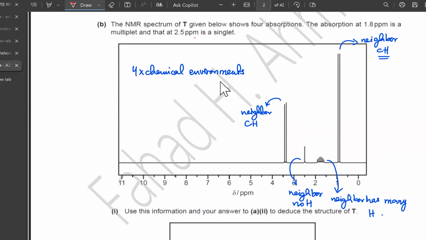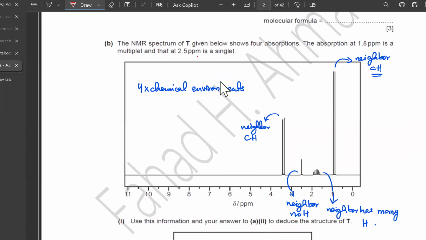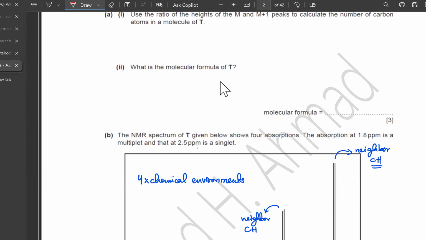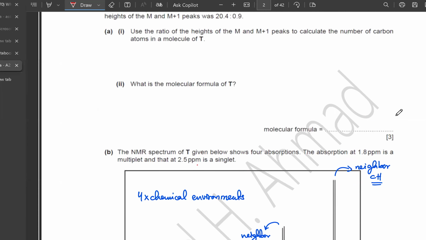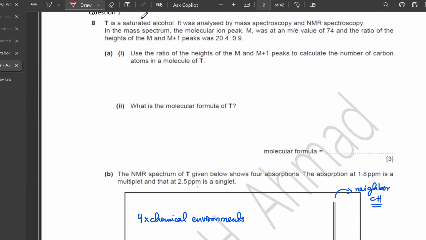So the idea is that isomers are going to be very useful over here because you can eliminate a lot of isomers by just this data alone. Based on the information given, he says that it's a saturated alcohol. That means it's an alcohol with no double bonds. He's given you the mass to charge value. This is the M peak, the molecular ion peak, which is the heaviest peak. And he's given you the M+1 ratio.